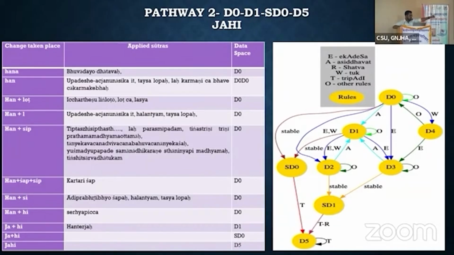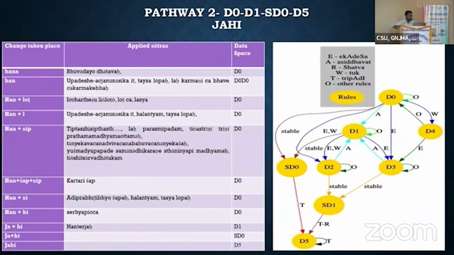But when Hanterjaha Sutra is applied, that Hanterjaha Sutra is in the Asiddhavat Atrabhat. So after the application of Hanterjaha, the input will move to D1, and the change that takes place is Ja plus He, because Hanterjaha prescribes the substitution of Ha with Ja after He. So Ja plus He will be stored in D1.